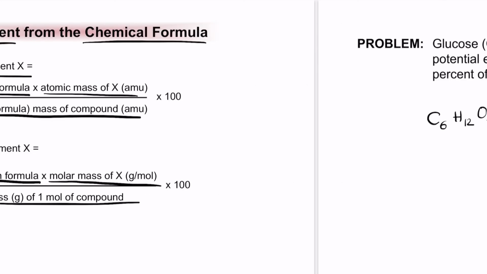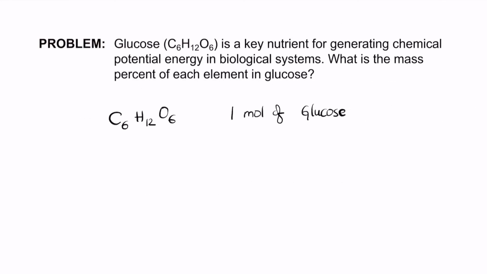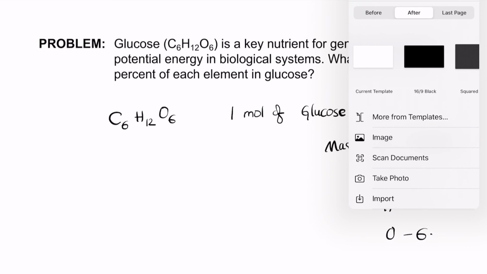So let's consider 1 mole of glucose. Remember, from the formula we are finding the mass percent of 3 elements: carbon, hydrogen, and oxygen. There are 6 carbons, 12 hydrogens and 6 oxygens. So how do you find the mass percent here?